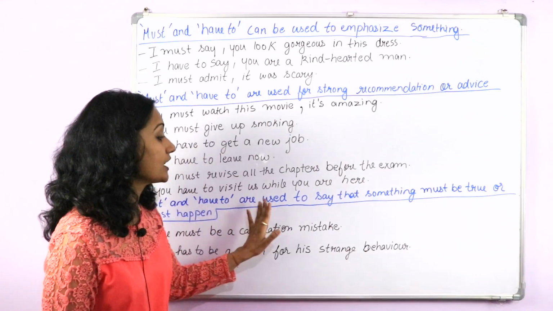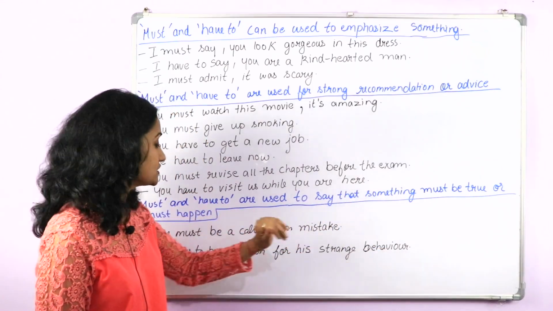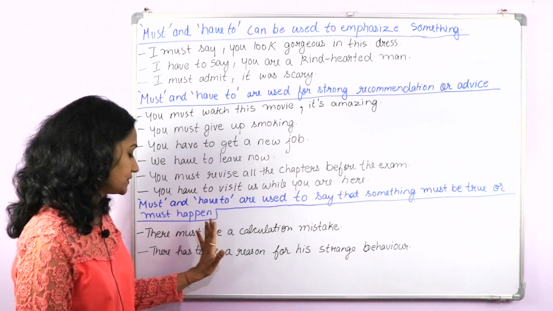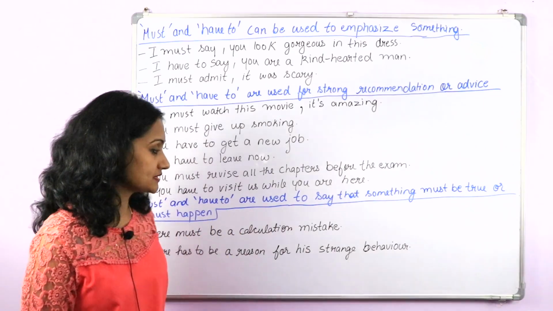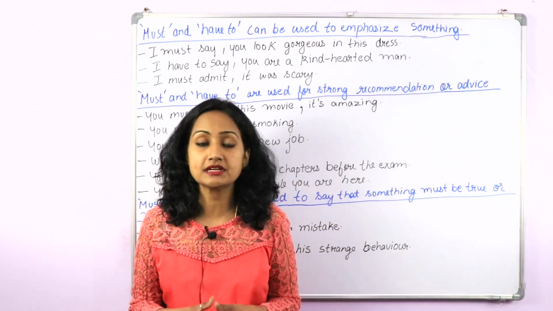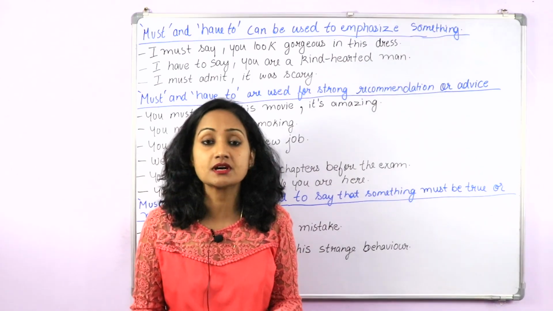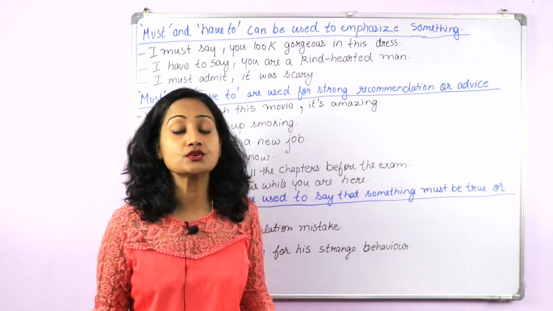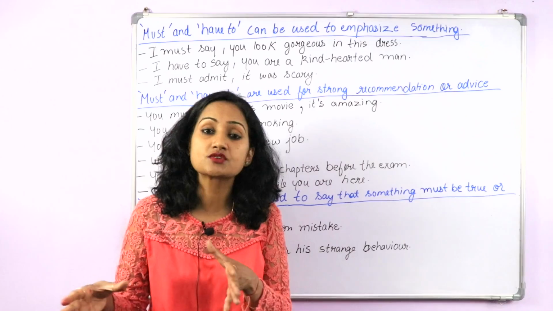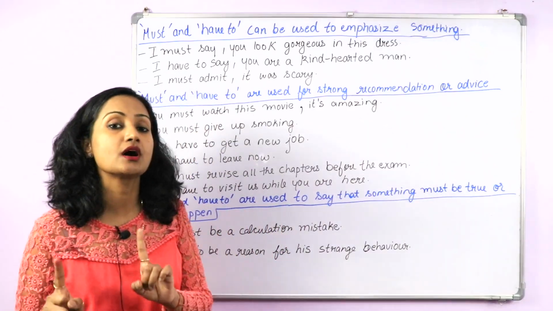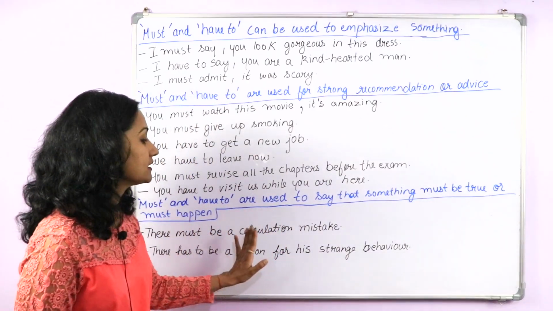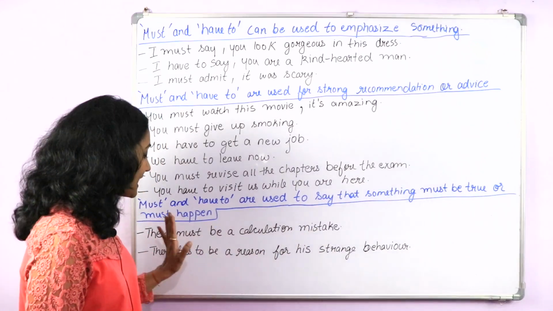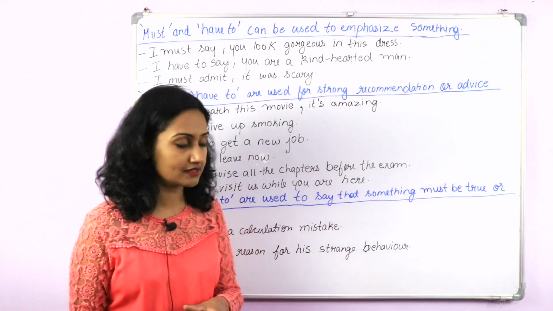Must and have to are used to say that something must be true or must happen. There must be a calculation mistake because I counted the money and the calculation was perfect, the amount was perfect. Now you are saying that there is some discrepancy, so I think you should count again. There must be a calculation mistake. There has to be a calculation mistake.